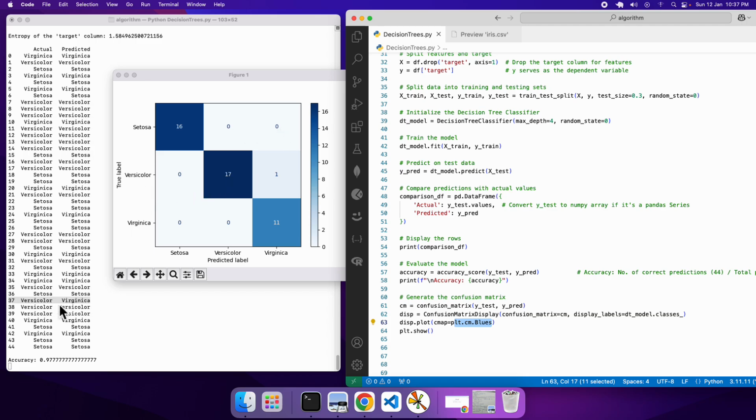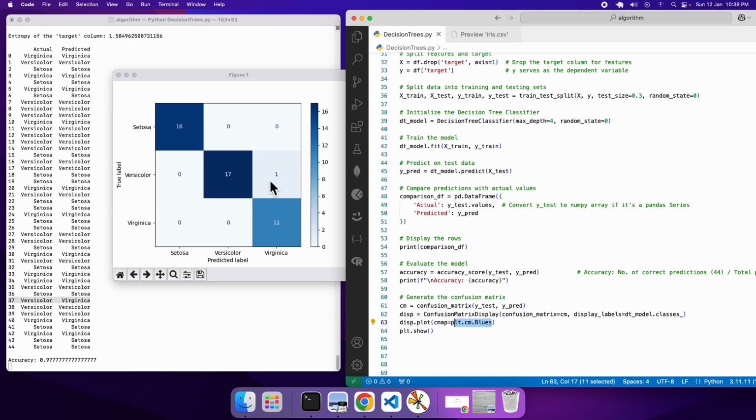Whereas in the case of versicolor, as we can see right over here, the total number of instances for versicolor is 17 plus 1, which is 18. So there are a total of 18 versicolor instances, out of which it has correctly predicted 17, but there is one instance where it has wrongly predicted, and it has predicted it as virginica. So this particular cell is saying that the correct prediction has been 17, but there is one instance where it has wrongly predicted.